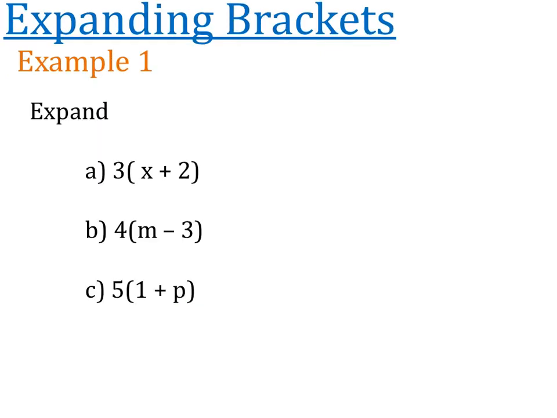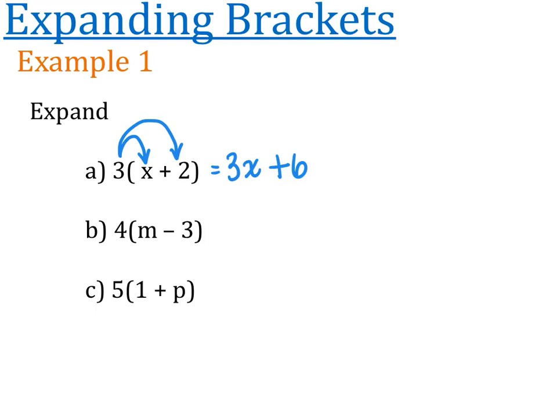When we want to expand brackets, we want to multiply the number or the letter that's in front of the bracket over top of everything inside the bracket. So for this first question where it says expand 3 bracket x plus 2, we would have to do 3 times by x and also 3 times positive 2. Well, 3 times by x is 3x and 3 times by 2 is plus 6.